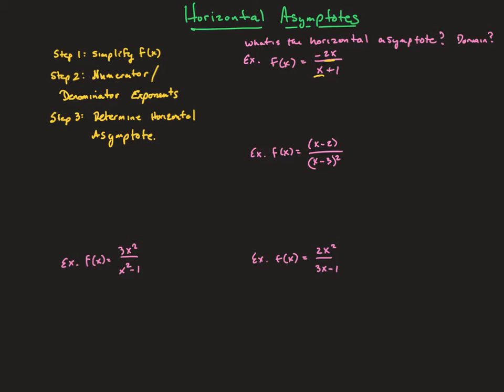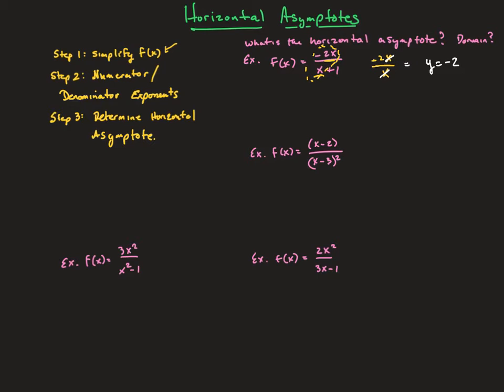So if I pull those out on this example, I've simplified, right? It's pretty simple here. Let's focus on the numerator and denominator exponents. So I have negative 2x over x. I just pulled the two leading terms out of the numerator and denominator. And just think about it, x over x becomes 1. So it turns out that my horizontal asymptote is going to be y equals negative 2.